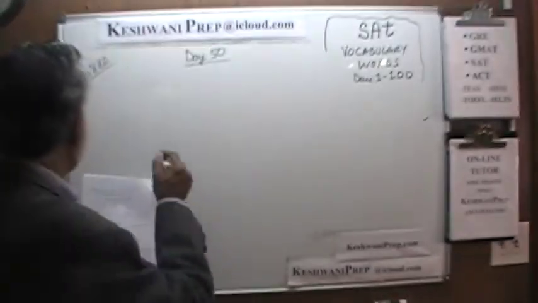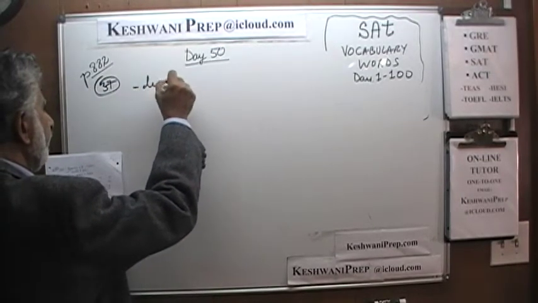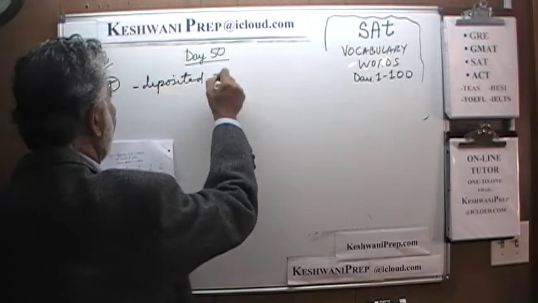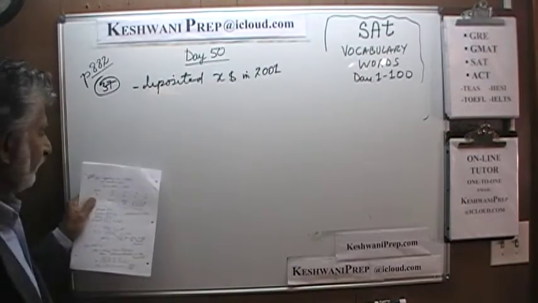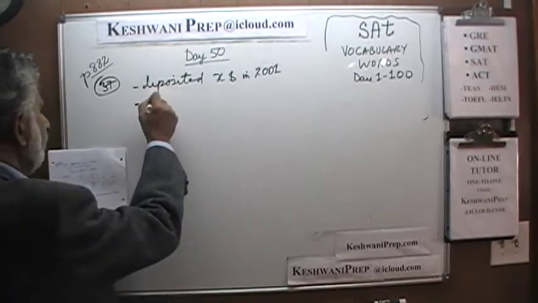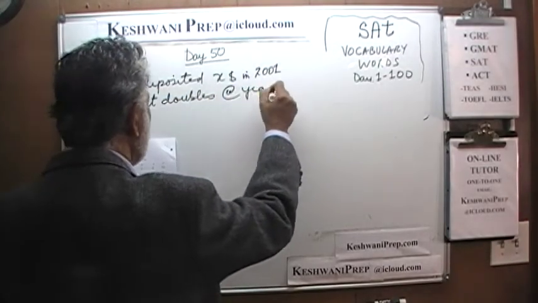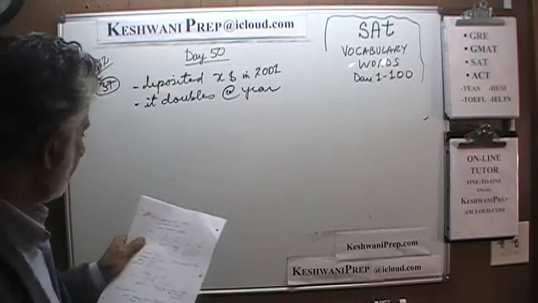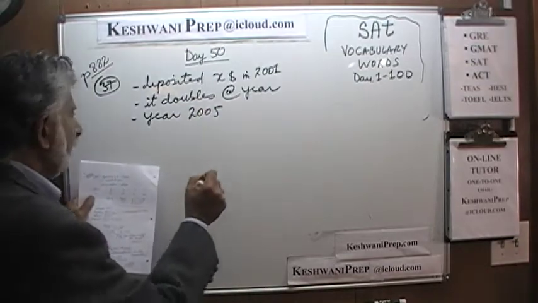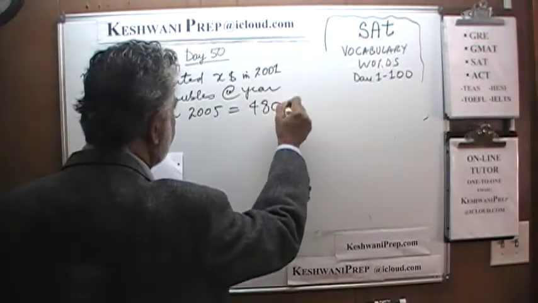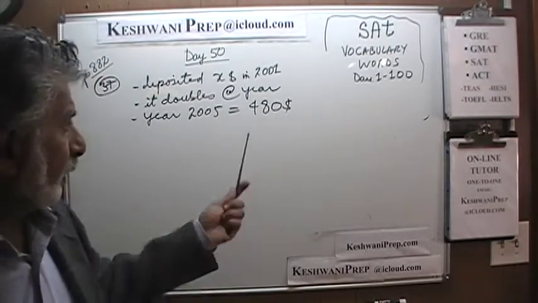Number 37. In 37, it says that we deposited X dollars in 2001. We opened an account and we deposited X dollars in 2001. We are told that it doubles each year. In other words, it has a 100% rate of return. We are told that at 2005, we have $480. The question simply is, how much did we deposit in the beginning in order for this to work out?